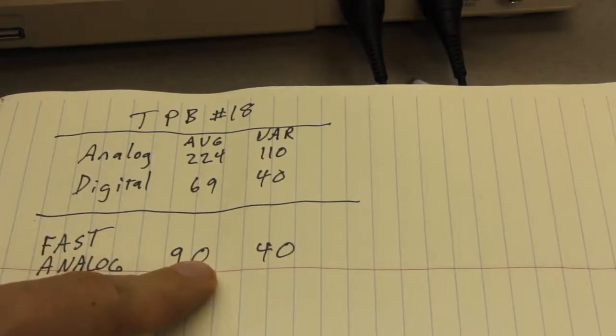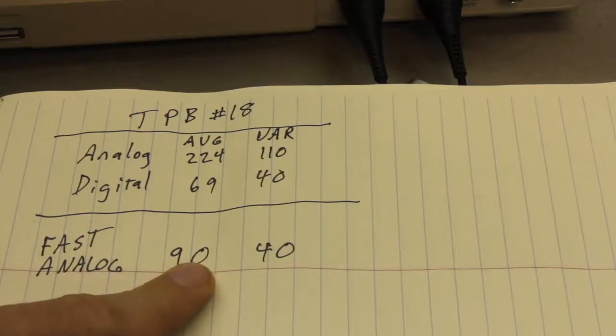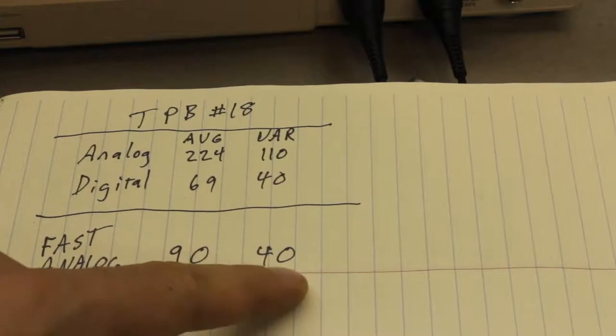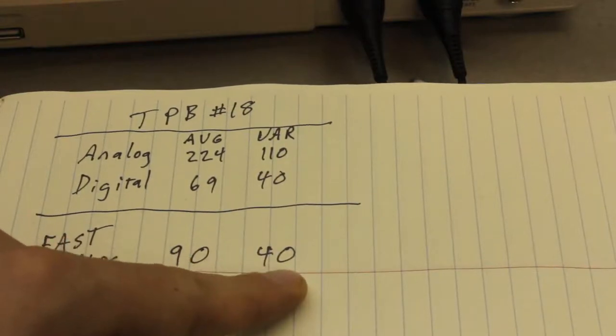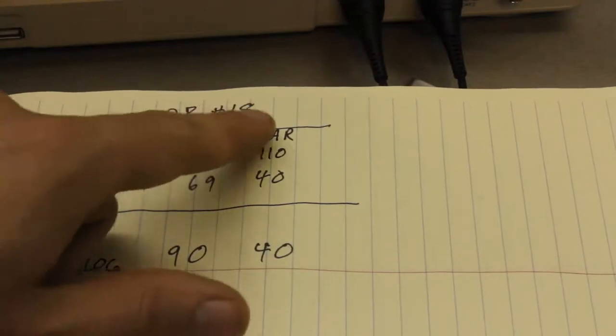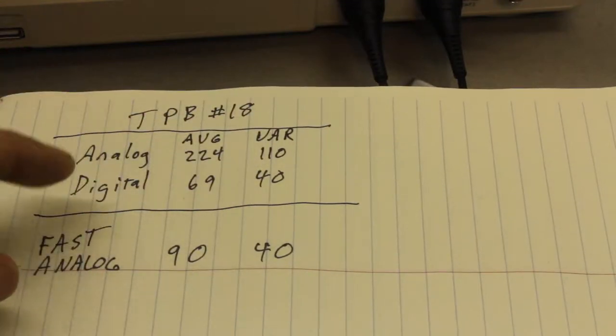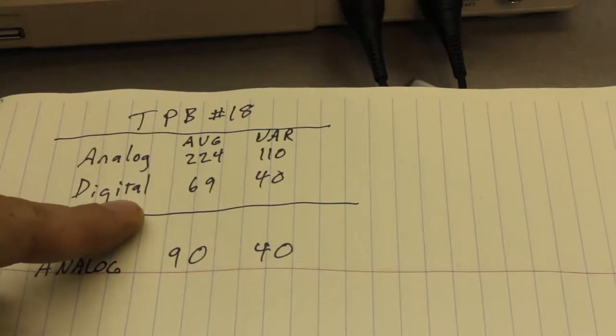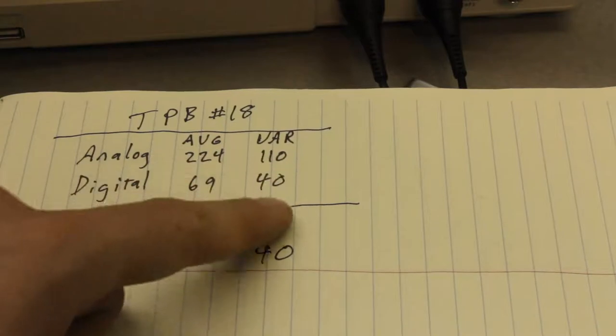I repeated the experiment a bunch of times with fast analog reads and found that I had an average of 90 microseconds of delay, with a variance of about 40 microseconds. Back on TechPhotoBlog episode number 18, I did this same experiment with the original analog reads and with digital reads, and these were the numbers I got there.